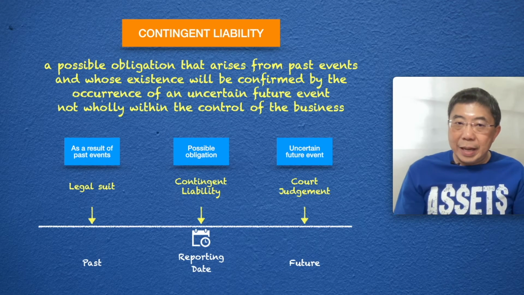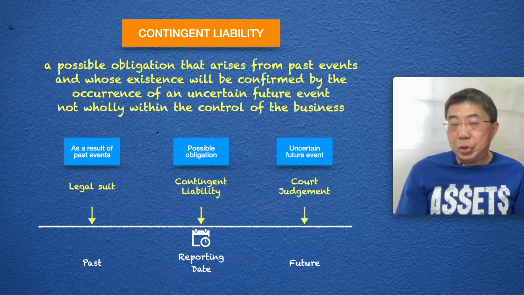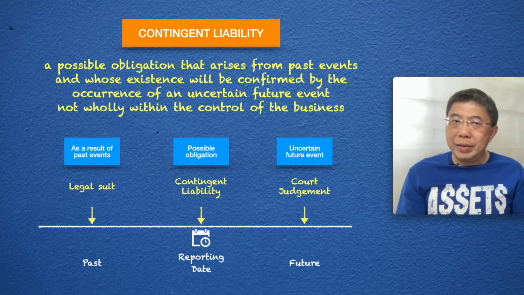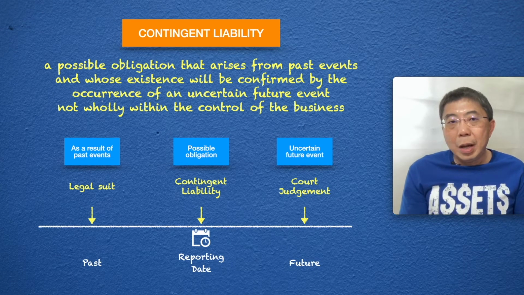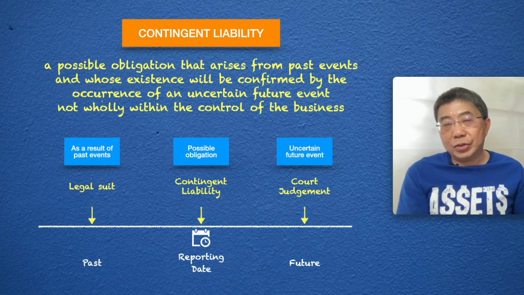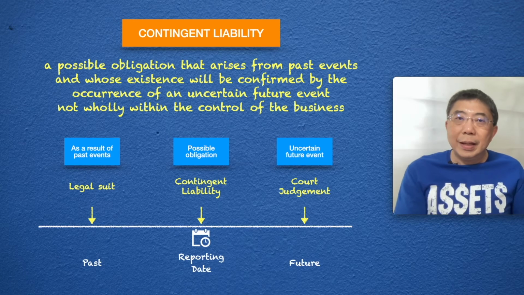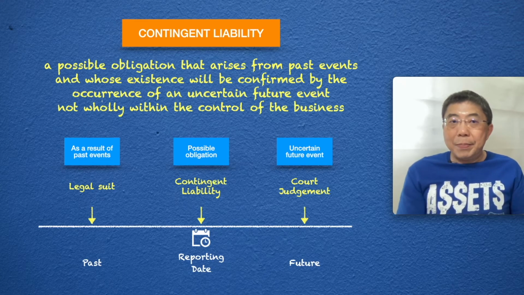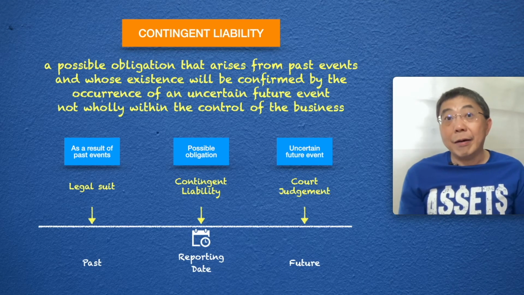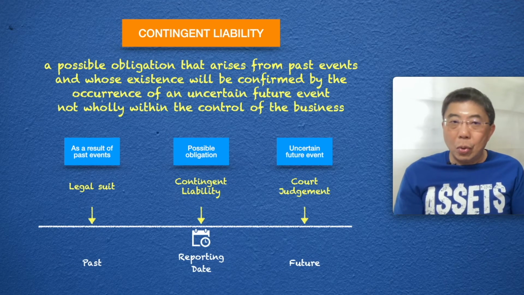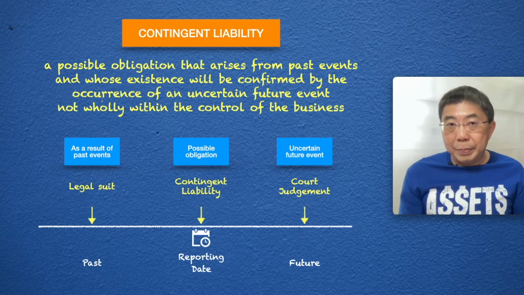Because this information is still useful for the users of financial statements to have an idea whether there may be a claim against the business sometime in the future, we will report this by way of a note to the financial statements. We don't record it yet in the statement of financial position as a liability simply because there is no present obligation yet at the reporting date. So that's what a contingent liability will be.